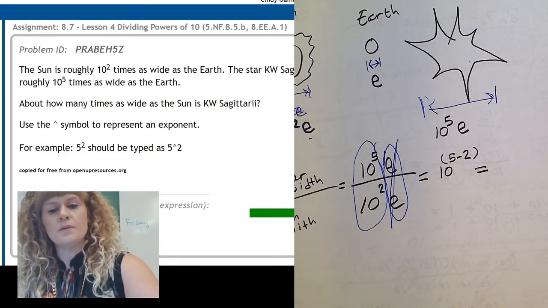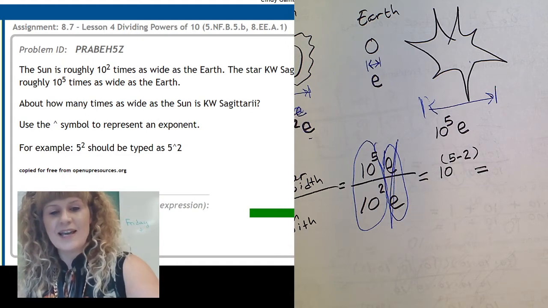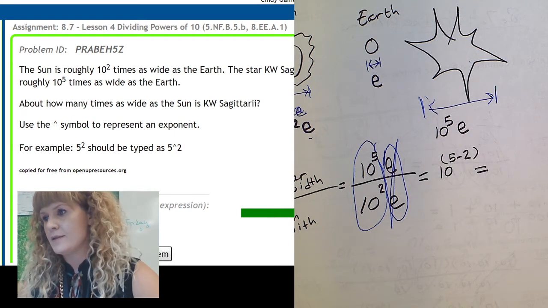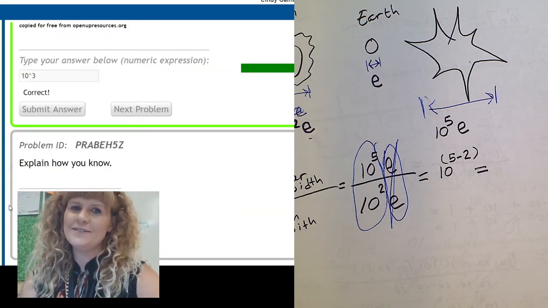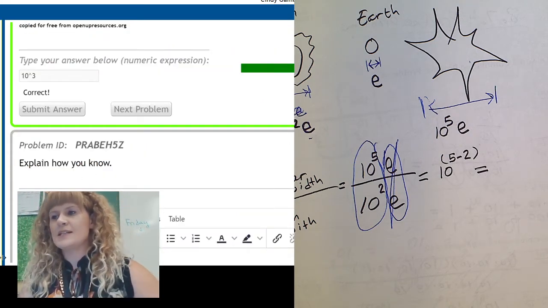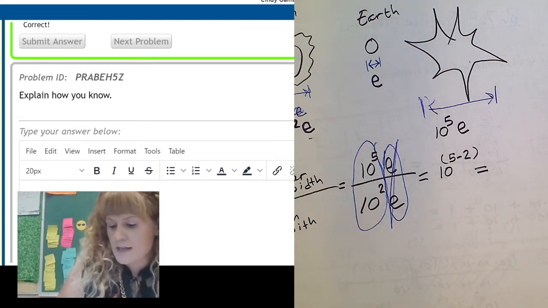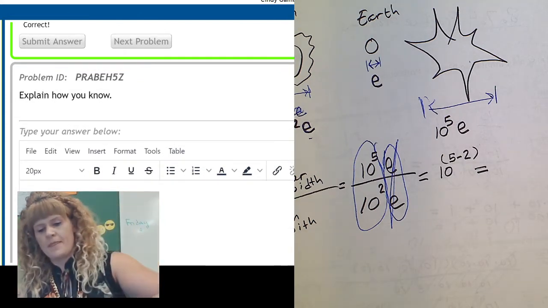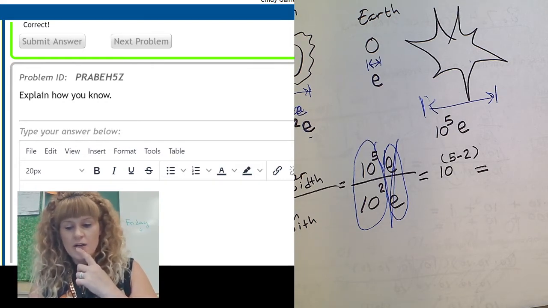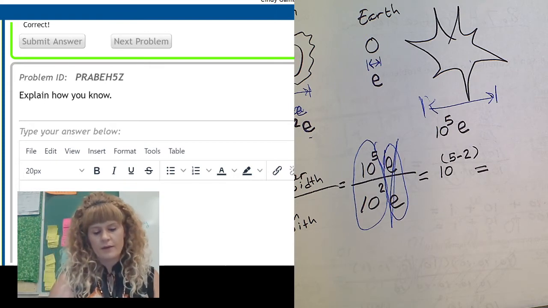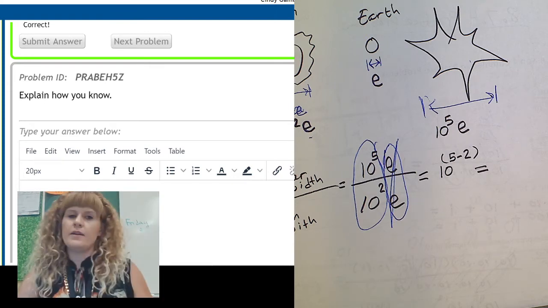Use the quotient rule. It's just as easy as it looks. Well, let me see if I got it correct. I did. Ta-da! Uh-oh, now it says explain how you know. How do I know that the width of the star is 1,000? Okay, hold on. I'll help you with the writing.